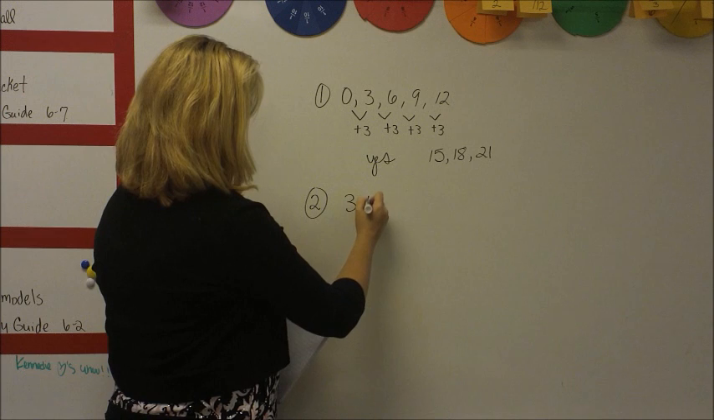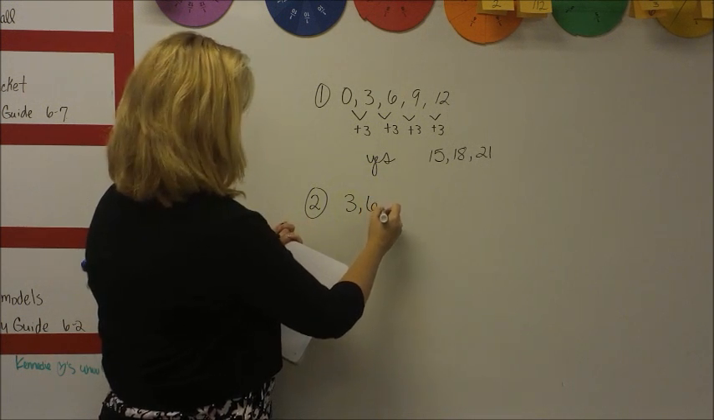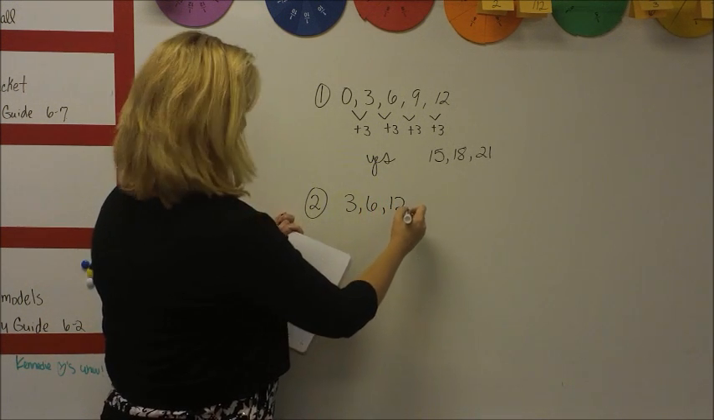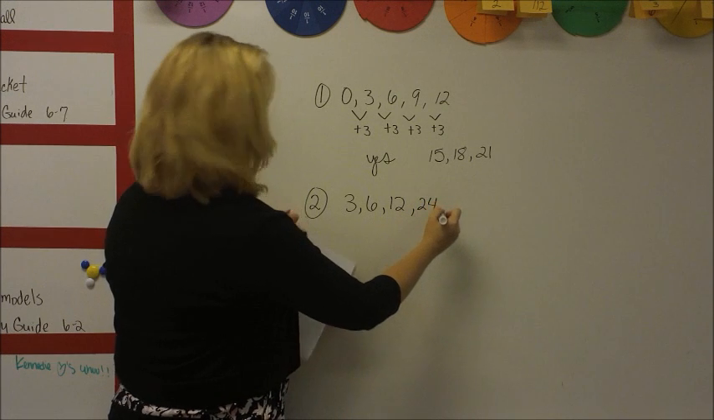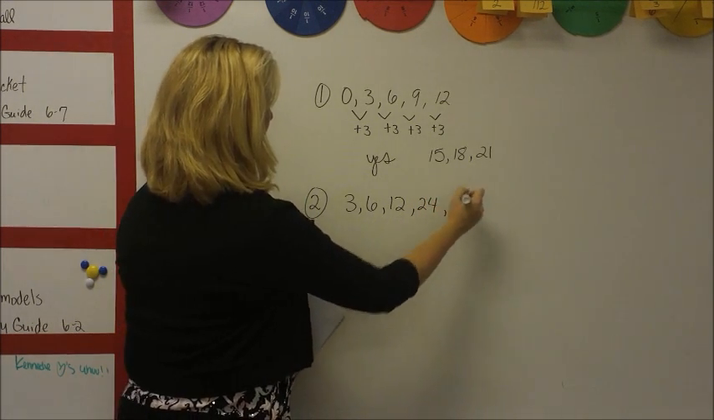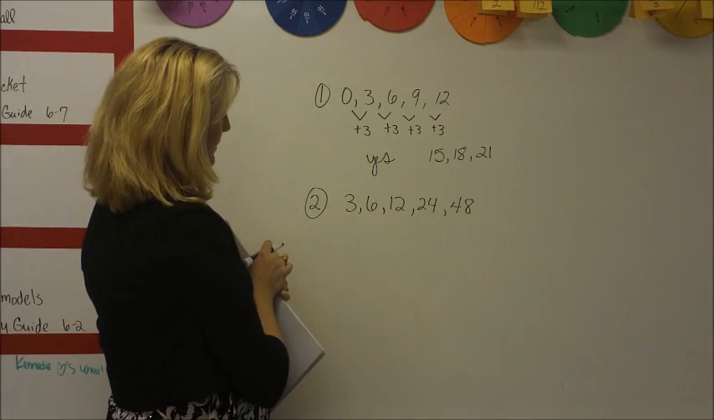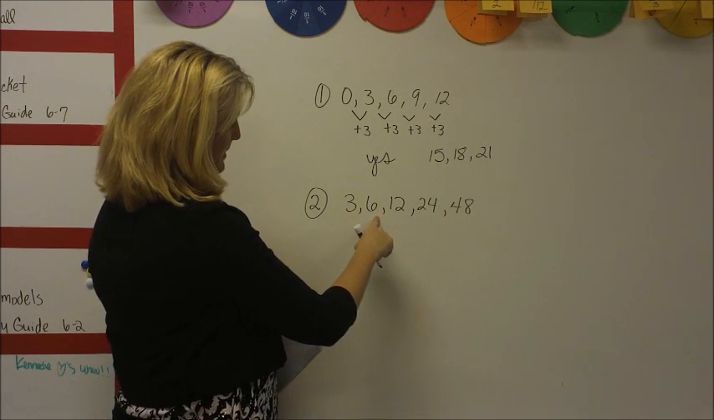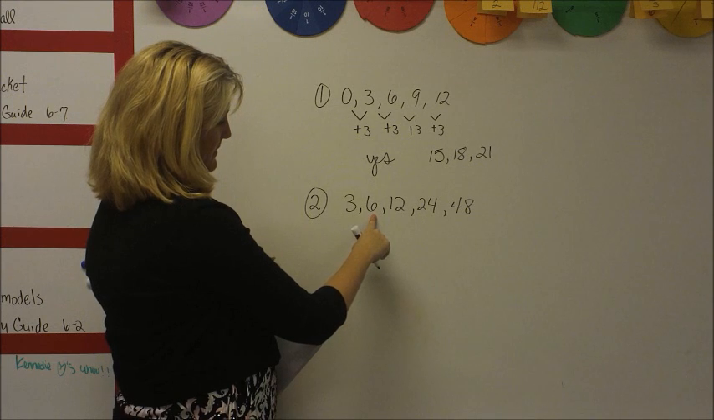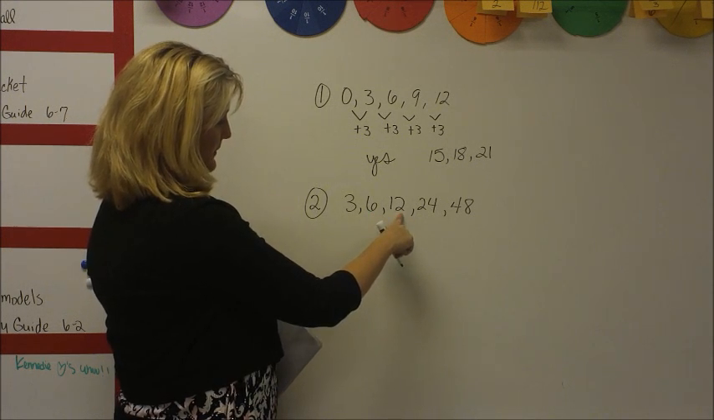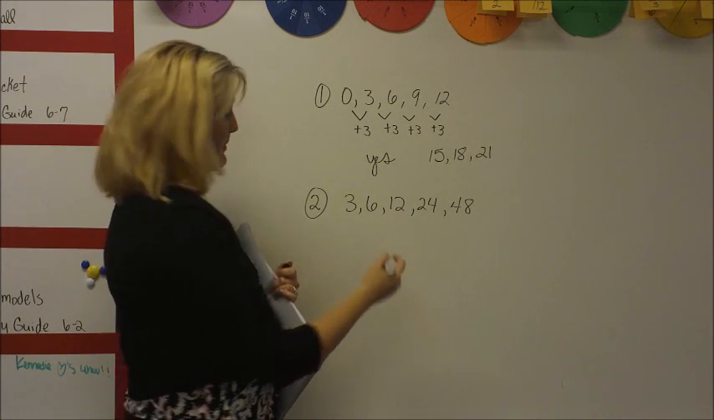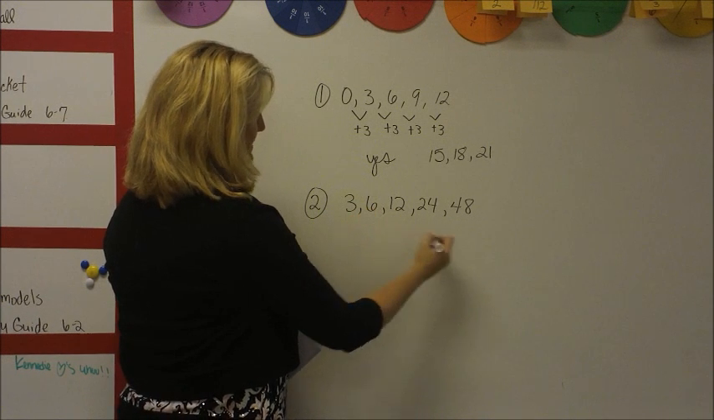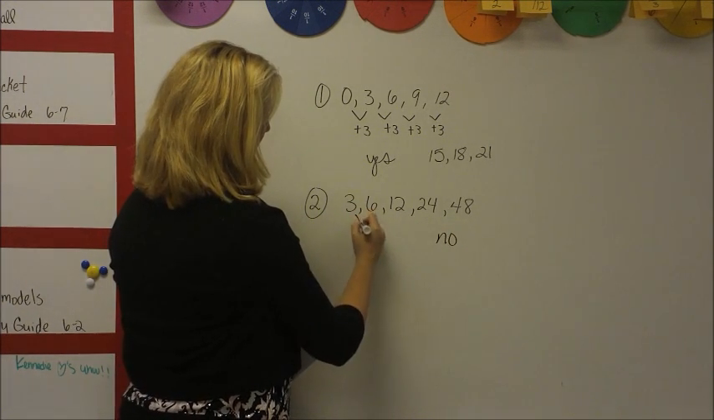3, 6, 12, 24, and 48. All right, what's happening between each of the terms? Is it adding the same number every time? If we're adding, this would be plus 3, and this would be plus 12. So we're not adding the same number every time. So no, this is not arithmetic.